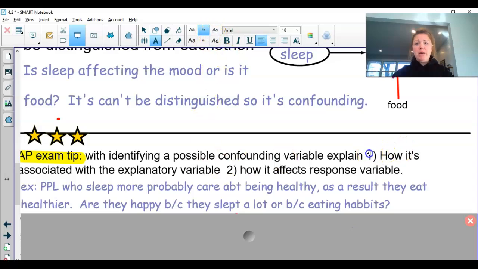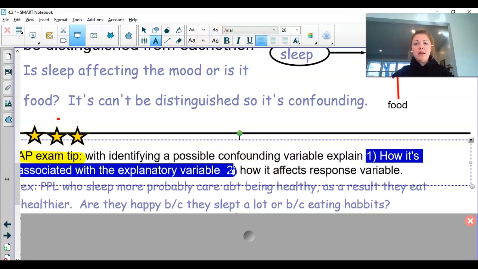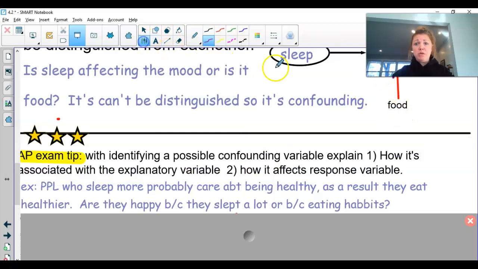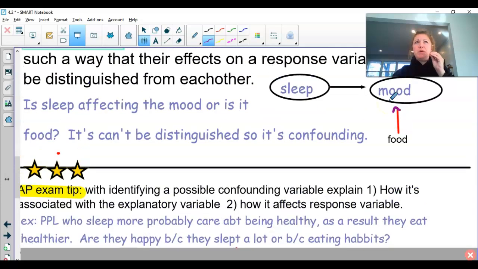What I've done right there is, number 1, I've associated that confounding variable with sleep. A lot of times students ask, what's the difference between a lurking and a confounding variable? It becomes a confounding variable when, A, it's tied to the explanatory variable, and B, when I can't tell the difference if it was sleep that affected the mood or food that affected the mood. That's when it becomes confounding.